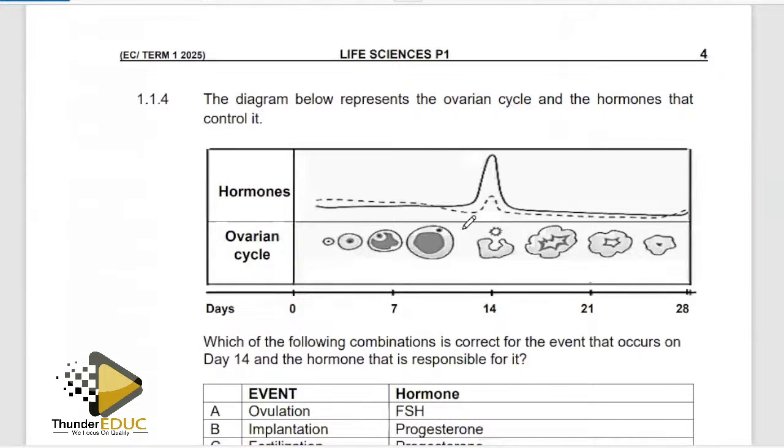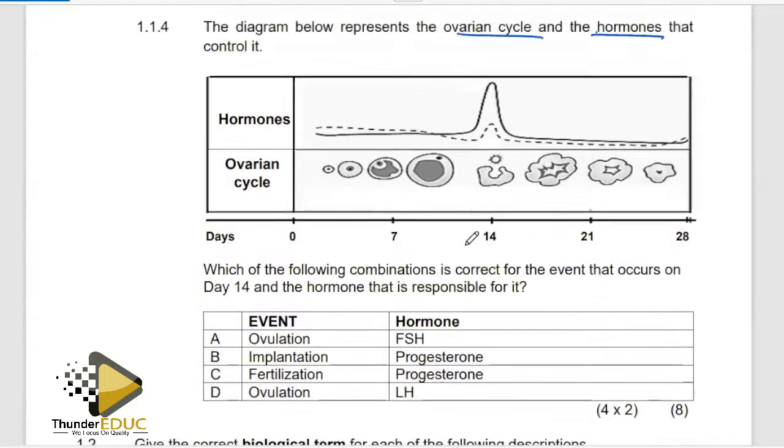We got the next question. They're saying that this is the menstrual cycle graph. The diagram below represents the ovarian cycle and the hormone that is controlling it. We see here, we know that this is day 14, that's ovulation, and the hormone we expect here to be luteinizing hormone, which is increasing highly on day 14. Which one of the following combinations is the correct event that occurs on day 14, and the hormone?